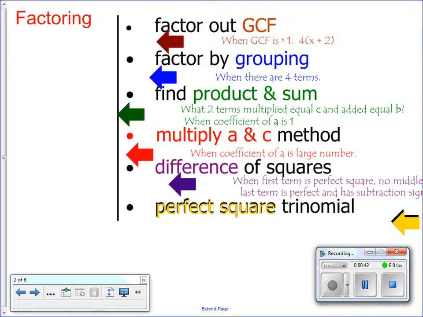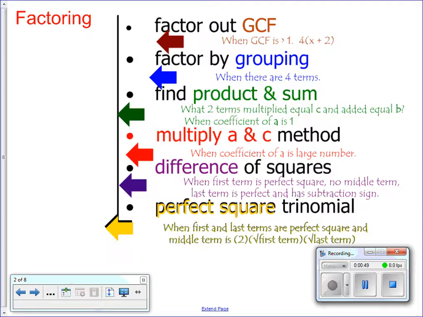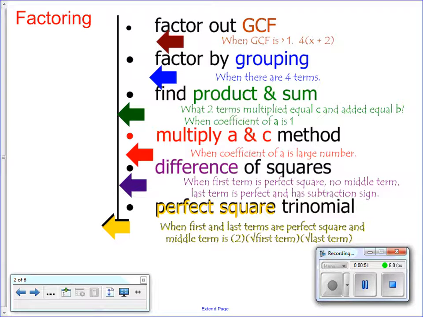We can do difference of squares when the first term is a perfect square, there's no middle term, and the last term is a perfect square. Or we can find a perfect square trinomial when the first and last terms are perfect squares, and the middle is 2 times the square root of the first term times the square root of the last term. And then we can use the square root property.